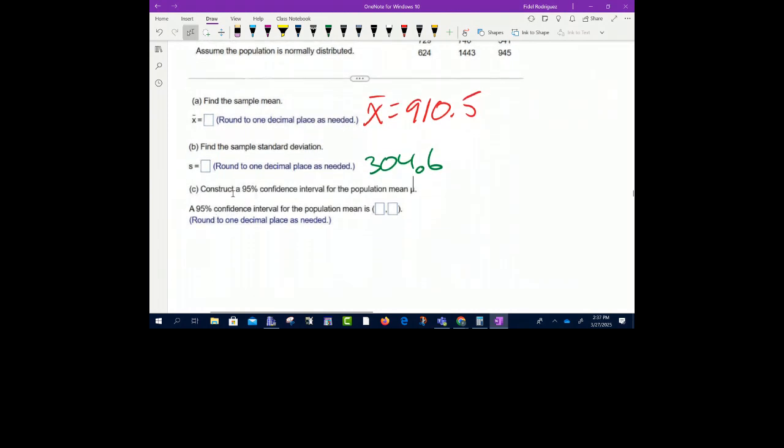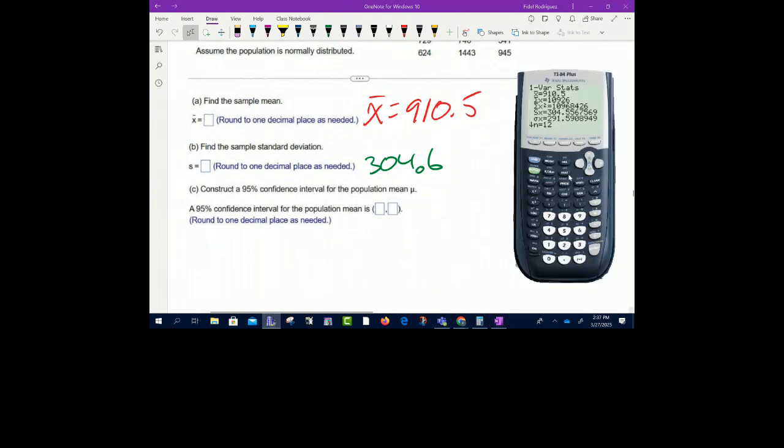Now, let me show you the next part, y'all. When we're going to do our 95% confidence level, this is what we're going to do, y'all. We're going to come back to stat. We're going to go over to tests like we did before. We are going to scroll down to our T interval. We're going to hit enter. But y'all, instead of going on stats, we're going to go on data. Boom, there we go. Let me hit that.